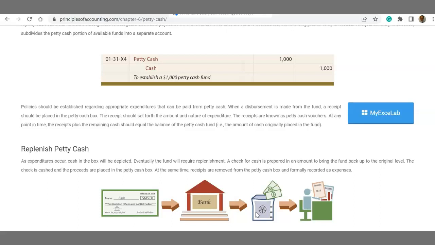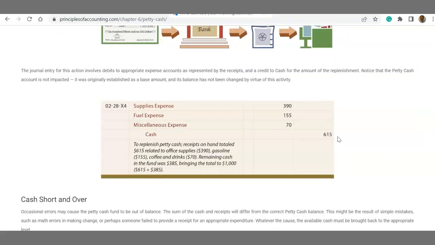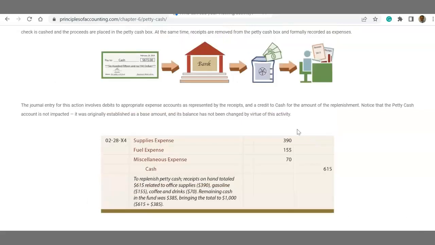and keep the records of receipts and recognize expenses. So let's say your receipts are $615 and you got 3 receipts. One of them is $390 supplies. You record it as supplies expense debit. One of them is $155 fuel. You record it as fuel expense debit. One of them is, let's say, postage or something. You call it miscellaneous in this example, and that's $70. And you credit cash and you write the check, go to the bank, cash it, put it in the safe deposit, and keep the receipts.